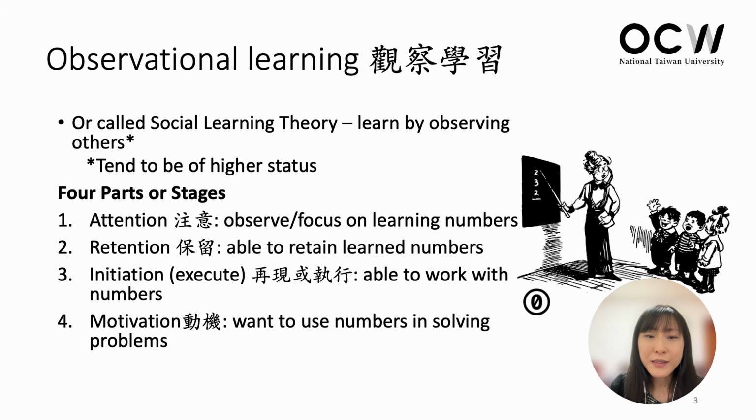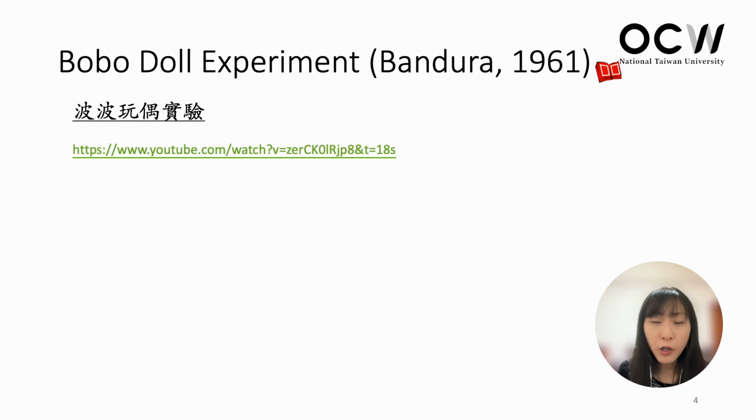And the third one is initiation. The observer must be able to perform the task being learned, and this requires access and ability. And finally, motivation. The observer must want to perform the learned task, and these 4 stages are what describe how learning occurs by observation. The Bobo doll experiment was conducted to explore observational learning.